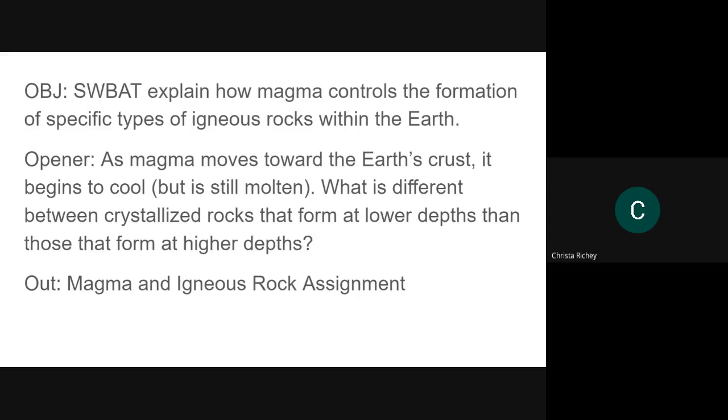Yesterday was the composition, and there were a lot of, for lack of a better phrase, cousins of each other: rocks like basalt and gabbro are cousins of each other. One is intrusive, one is extrusive. Rhyolite and granite are cousins of each other. One is intrusive, one is extrusive. Today we're going to talk about how magma plays such a central role.